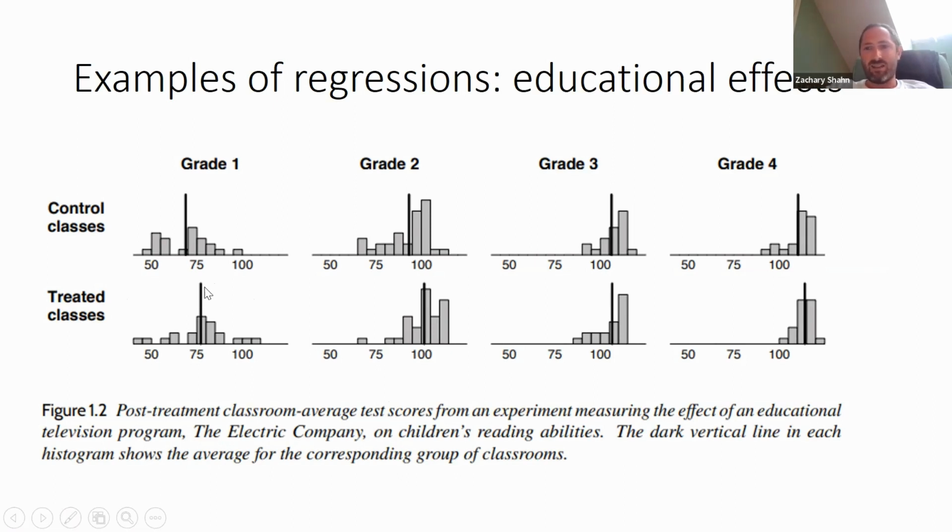So this is like the penguin flipper example. It's just that instead of just 3 penguin species, we're now splitting things up both by treatment and by grade. So we have 8 categories where before we had 3 categories. But you can, again, just look at the average within each category of the outcome. And just eyeballing this, it seems like the television program does improve reading abilities for children in younger grades, so in grade 1 and grade 2, but not so much in older grades 3 and 4.